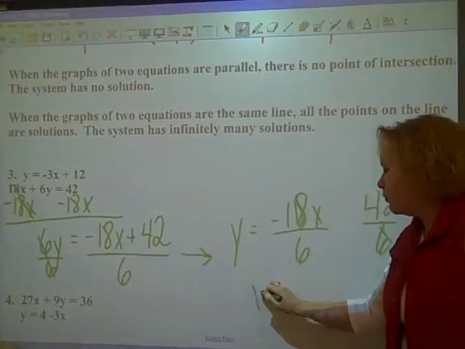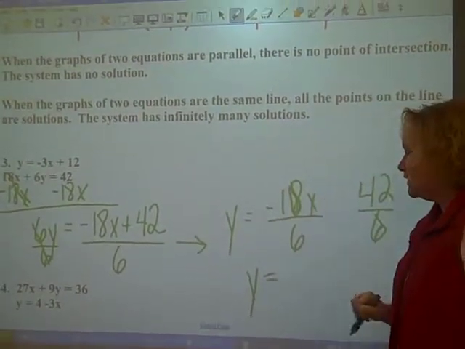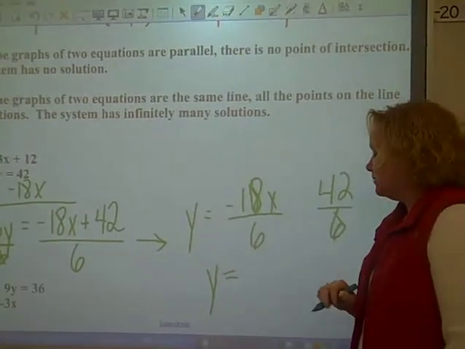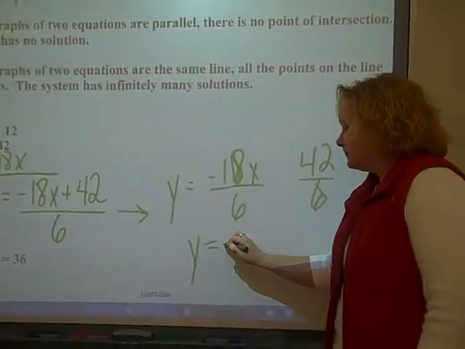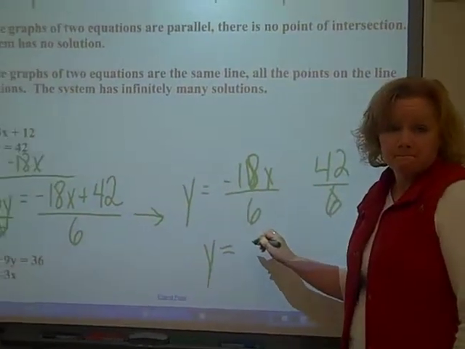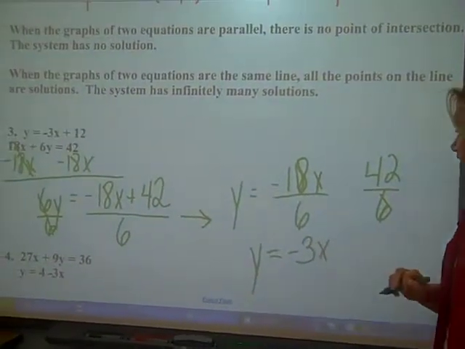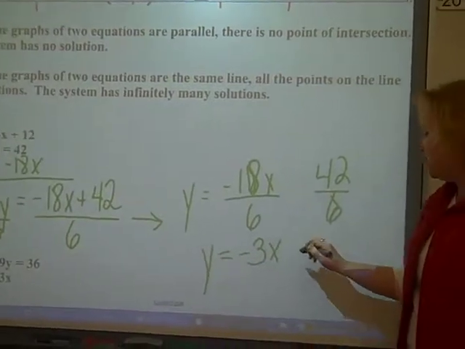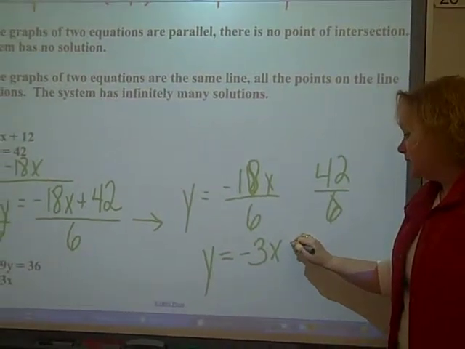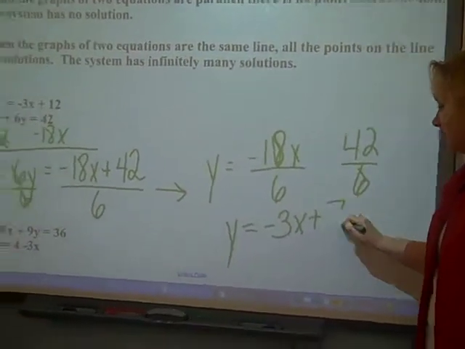So I end up with y is equal to what? What's negative 18x divided by 6? Jacob, tell me. Negative 3. And then don't forget your x. And then what's 42 divided by 6? 7. Okay, so plus 7.